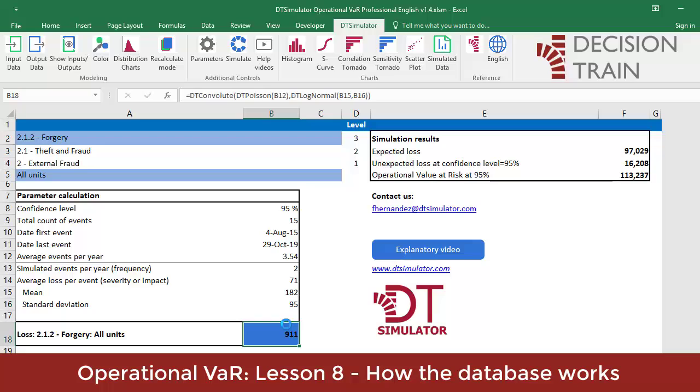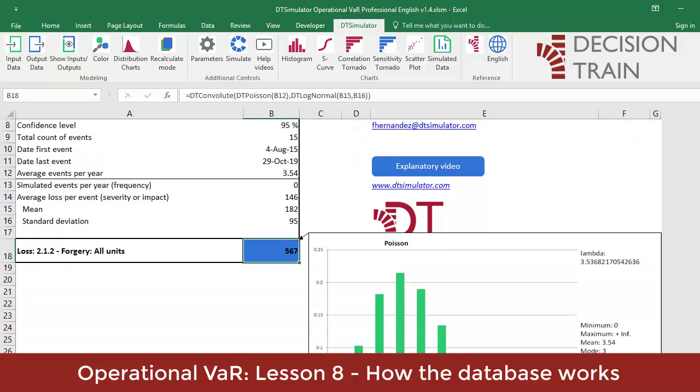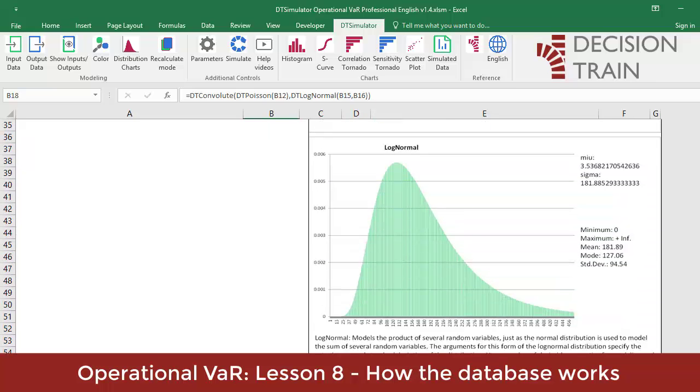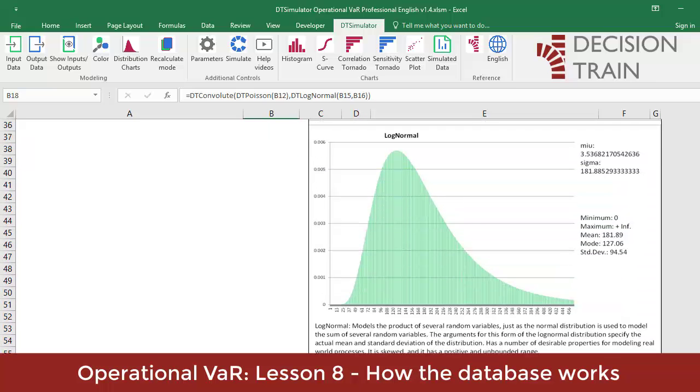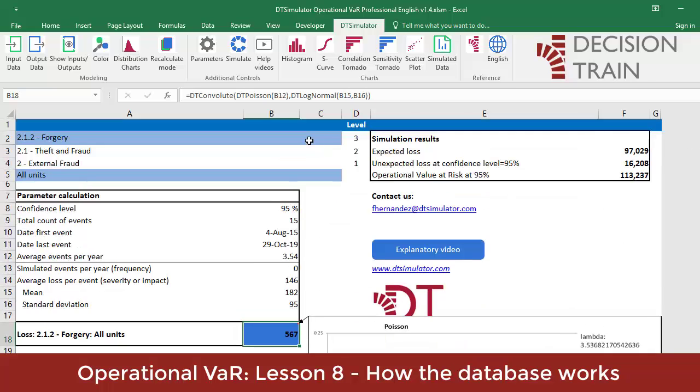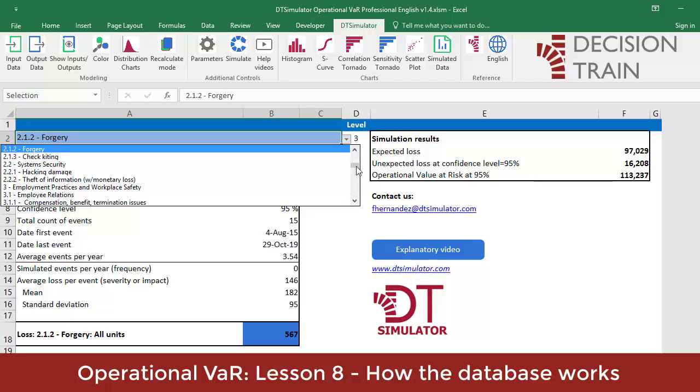With the DT Simulator distribution graphs button turned on, it is possible to view respectively, in cells B13 and B14, the frequency and severity distribution of the event that we have selected. We will see this in more detail later. You can also select a category that is not last or third level.